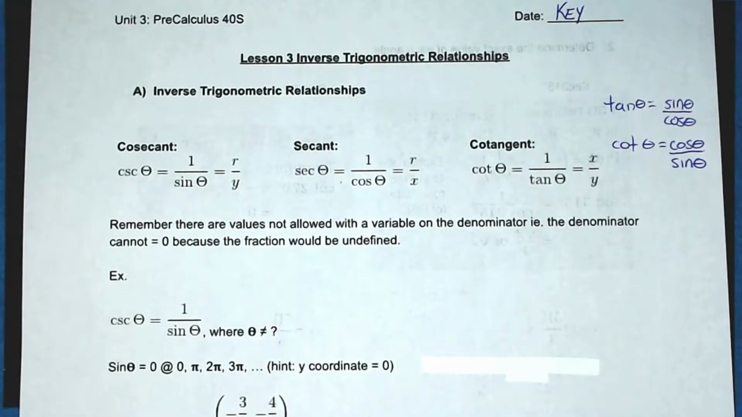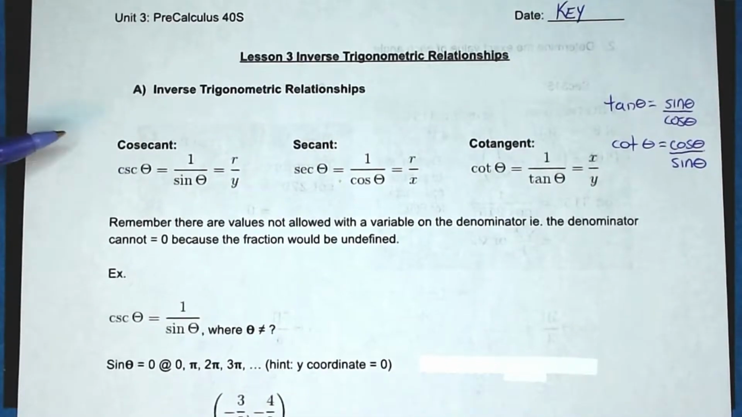Lesson 3, Inverse Trigonometric Relationships. So you should know about sine, cosine, and tangent from your previous math experience. And now we want to look at the inverse trigonometric relationships. So there's 3 of them. One corresponds to each of the original 3 ratios.